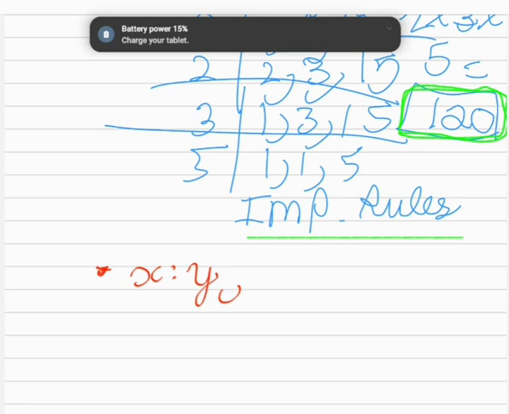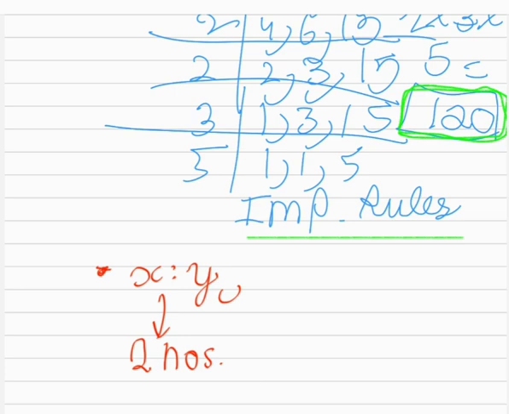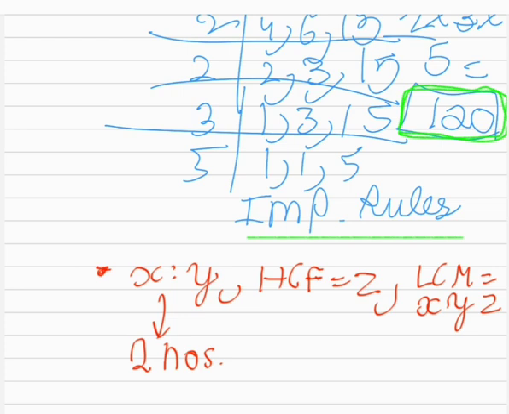See, if two numbers are in the ratio x is to y, then their HCF would be any variable, we will take it as z. Then their LCM would be x into y into z. And the two numbers are xz and yz. Xz and yz are the two numbers.